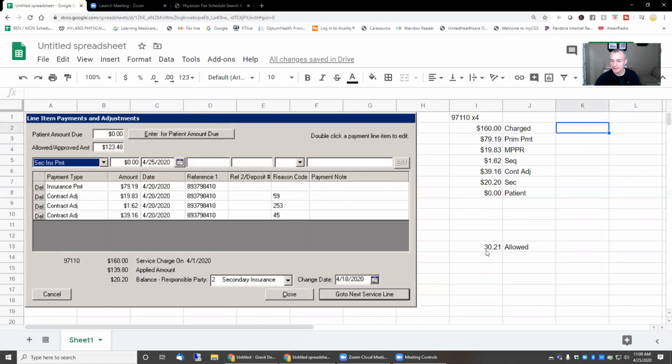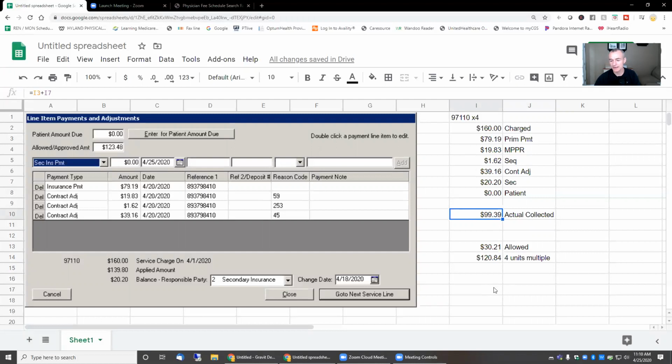Okay. So if this is the allowed amount, right? In theory, what we'd be looking at is equals that times 4. That is 4 unit multiple. So in theory, we'd be collecting $120.84. In reality, we're collecting the primary plus the secondary after reductions, actual collected. So 99.39 for 4 units.